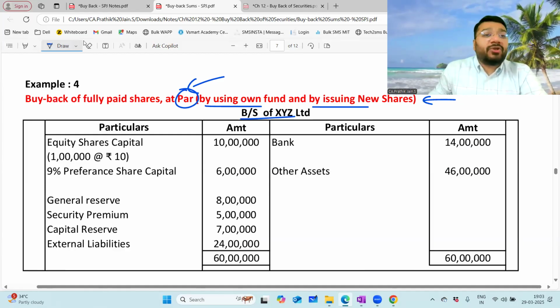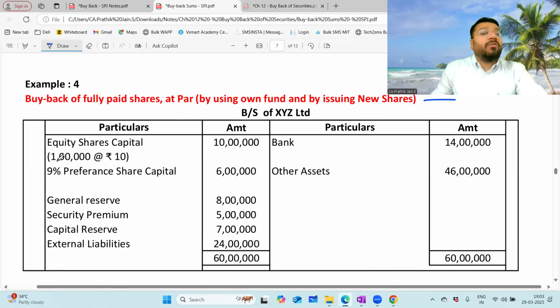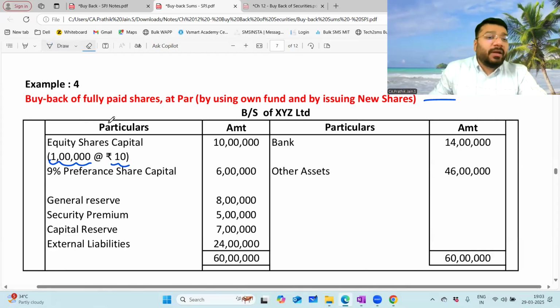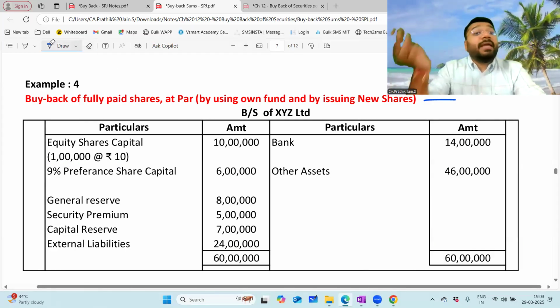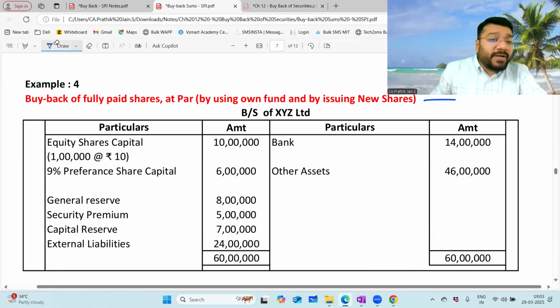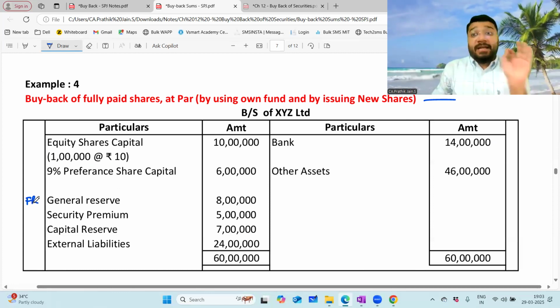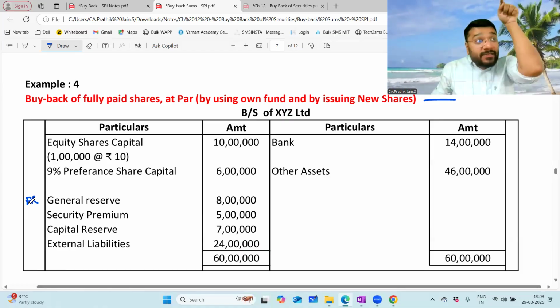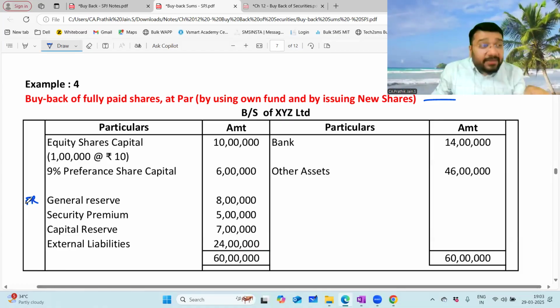Balance sheet of XYZ Limited is given. Equity share capital of 1 lakh shares of 10 each. How much? 10 lakh is capital. Already a 9% preference share capital is existing. How much? 6 lakh. General reserve 8 lakh. What reserve is it? Free reserve. Security premium is generally non-free, only for the purpose of section 68 it is free. So it is typically a non-free reserve.